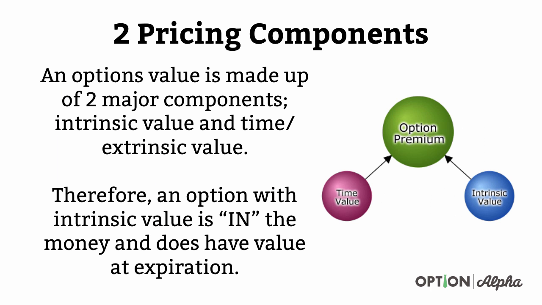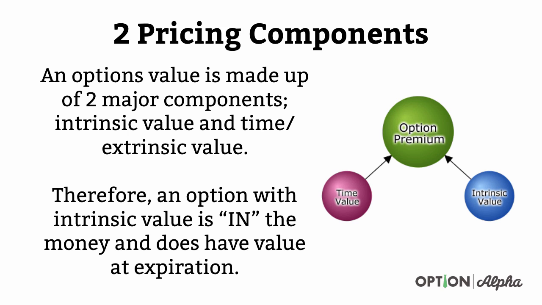Okay? Now here's the thing, before we get into some examples on my live Thinkorswim platform. Pricing for options is basically put into two components. There's intrinsic value, and then there's extrinsic or time value for an option contract. And I'm going to show you how we can actually see the differences between those for every contract that you want to look at. But it's important to realize that an option with intrinsic value is in the money and does have value at expiration.